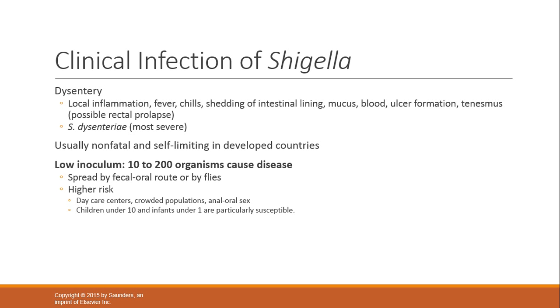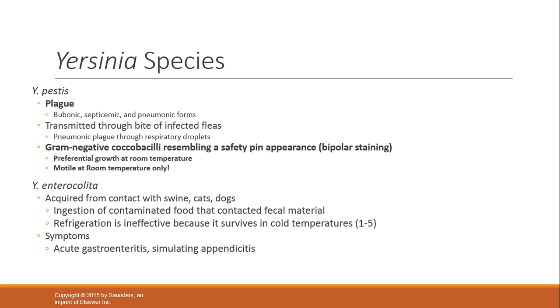It's got a low inoculum. Notice here, 10 to 200 organisms can cause disease as compared to Salmonella, which was 10 million. Only need a very, very few Shigella to cause your infection. It's spread through the fecal-oral route or by flies, so your 4 Fs will cause this GI tract infection. And we can see it in certain populations like daycare centers, crowded populations. Children that are under 10 and infants are very susceptible to this. They can pass away very quickly because of the violent diarrhea.